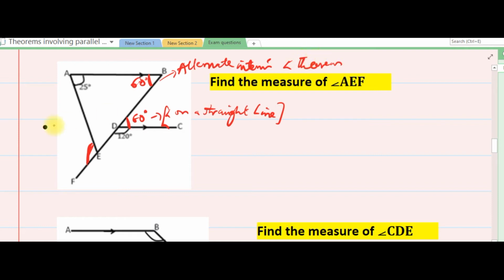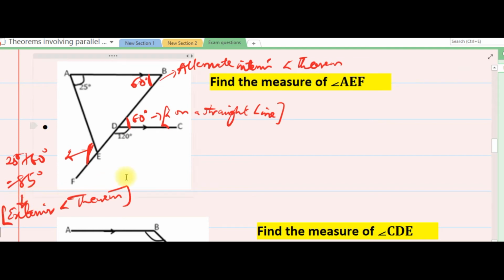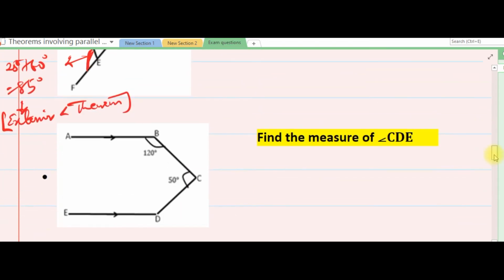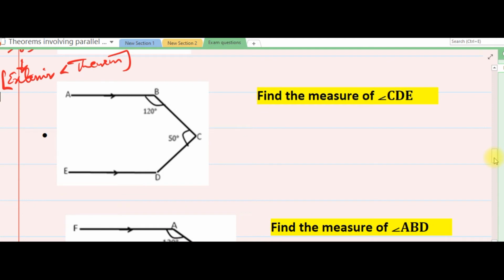So finally, this is, if you add 25 plus 60, which is 85. Why? Exterior angle theorem, which states that the sum of the remote interior angles equals the exterior angle. So that's our answer. Our answer is 85. So please always relate the given to the unknown. That's how you get it.